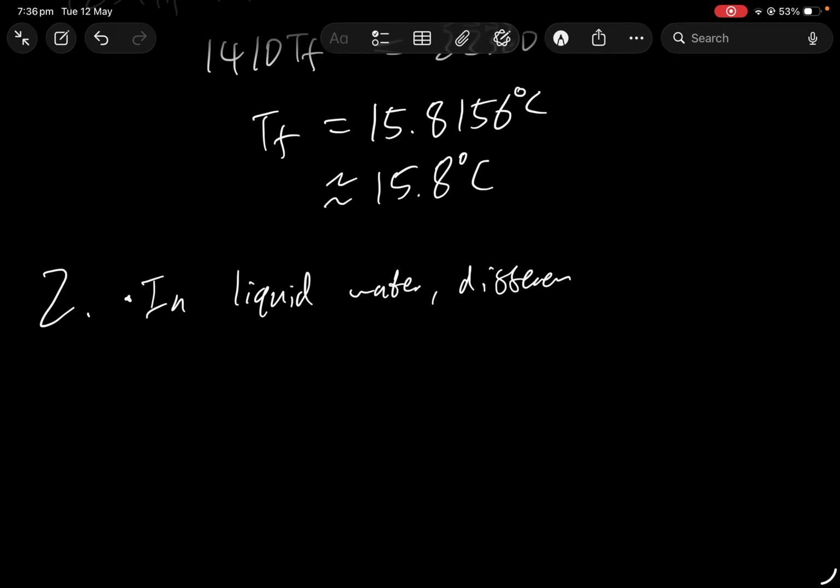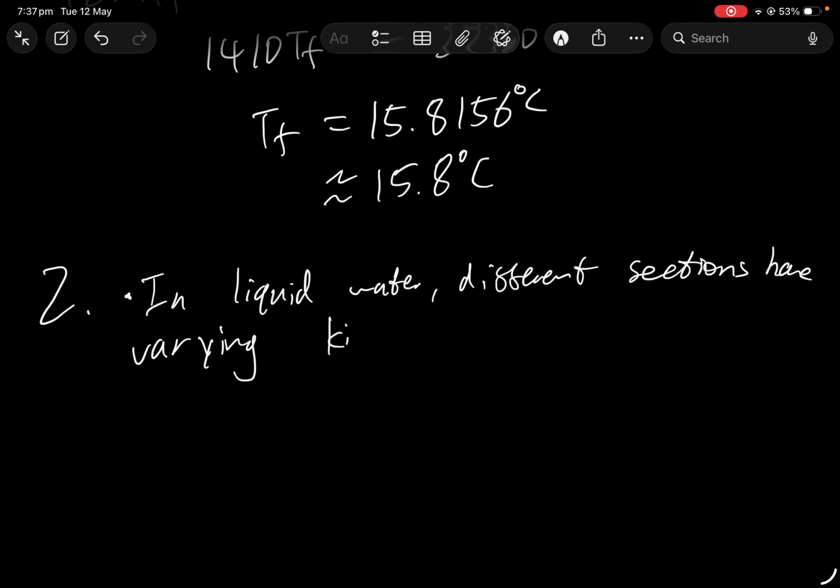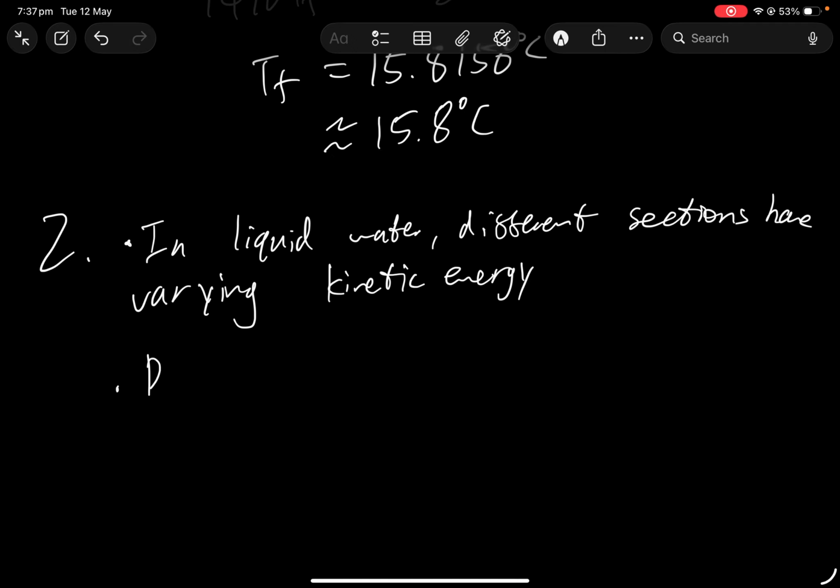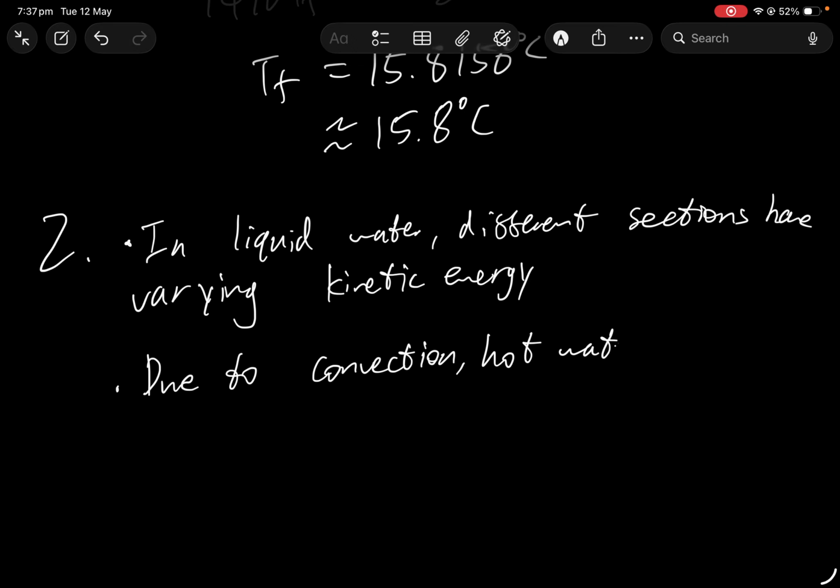different sections have varying kinetic energy, and then due to convection, the hot water, I think we're right. Let's make sure we're right.